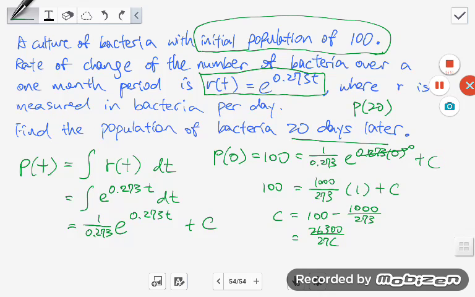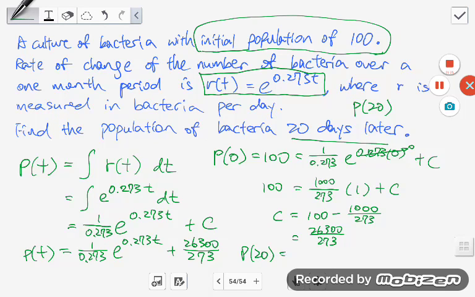So my P of t is now complete. This is equal to 1 over 0.273 e to the power of 0.273t plus the c, which we found just now, 26,300 over 273. This is 273. All right, so that's my complete P of t, right? Now, they want us to find P of 20. So now we just put that in, P of 20.